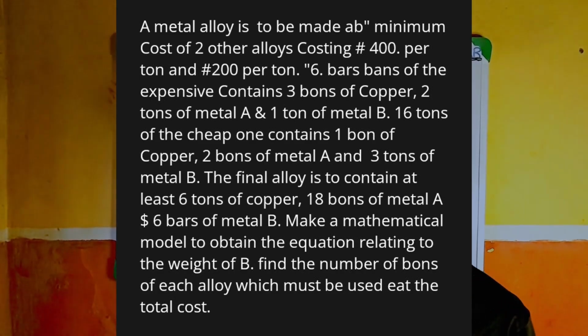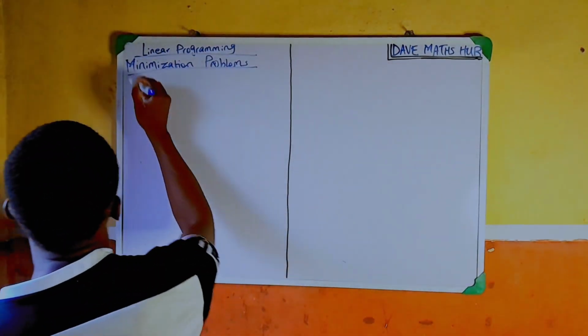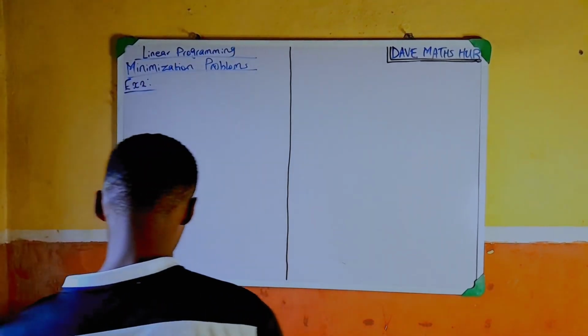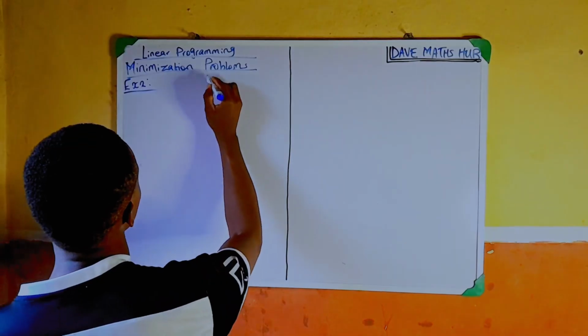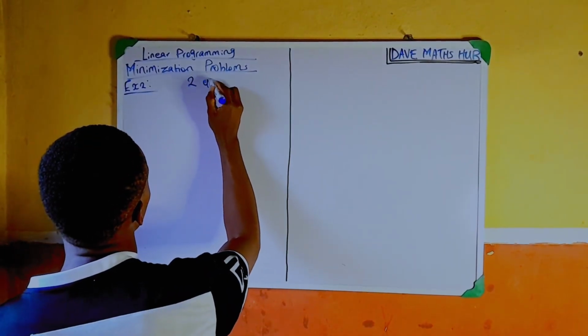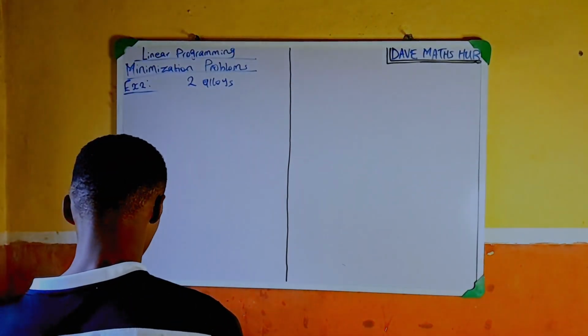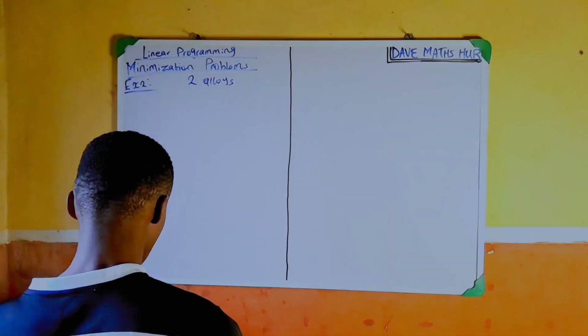So this question is a little bit lengthy. Let me write out the things we will need. It says a metal is to be made at a minimum cost of 2 other alloys. So we know we are dealing with 2 alloys. It said costing 400 naira and 200 naira per ton. Alright. 6 tons of the expensive one.